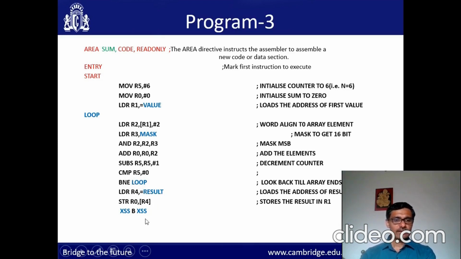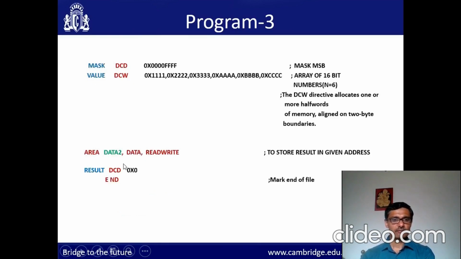Now what I am doing in these two instructions is simply storing the result into the memory location. Where is my result present? R0. That I am copying into this memory location. Which is that memory location? Whose address is in R4. What is there in R4? R4 has the address of the memory location result. That we have done here.